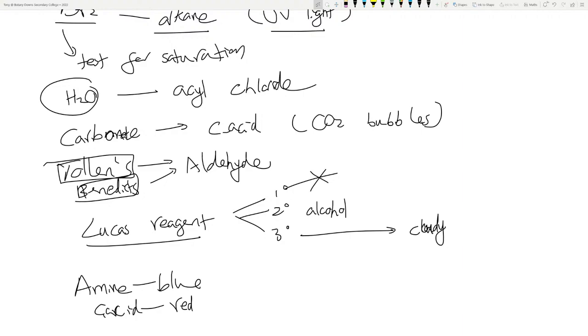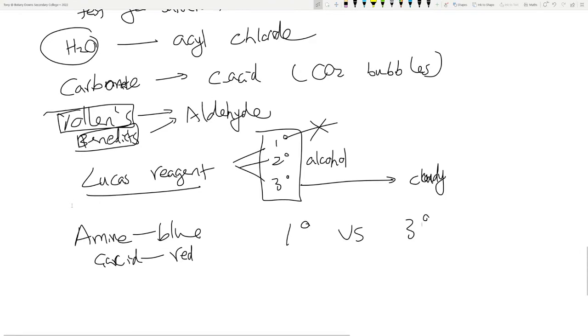Do we need to know how to distinguish different alcohols? I kind of just did it here. So you got a primary alcohol, tertiary alcohol, secondary alcohol. Like, say if they give you a question on primary versus tertiary, if you haven't been taught Lucas reagent, you don't need to worry about it.